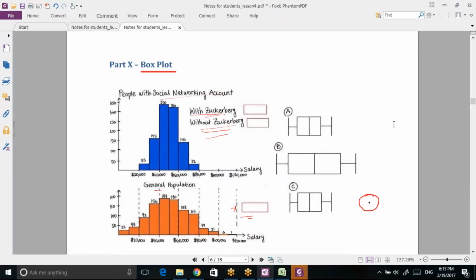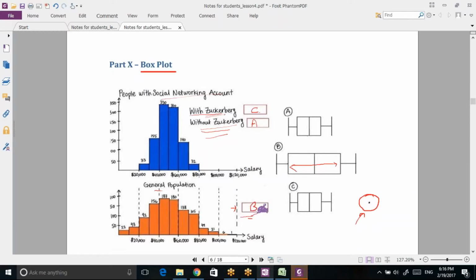Yeah, general population is B. I think all of you have given it correctly. Why B? Because it is more spread out. Now comes A and C. In C you can see an outlier like this. So C is with Zuckerberg. That's why we have an outlier here. And A is without Zuckerberg. Got it, Venu? Yeah. So it's C, A and B.